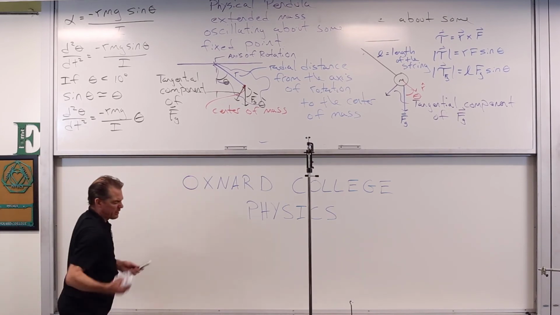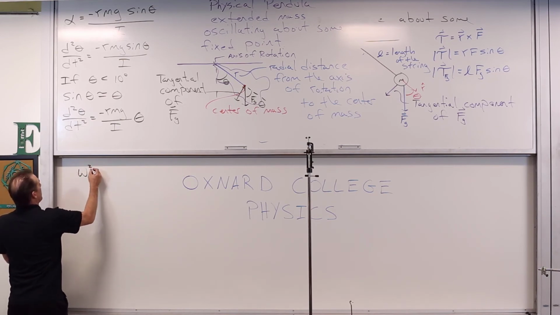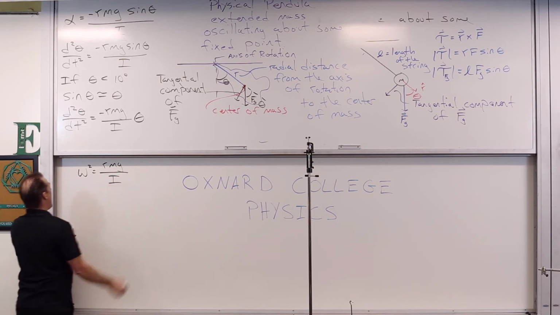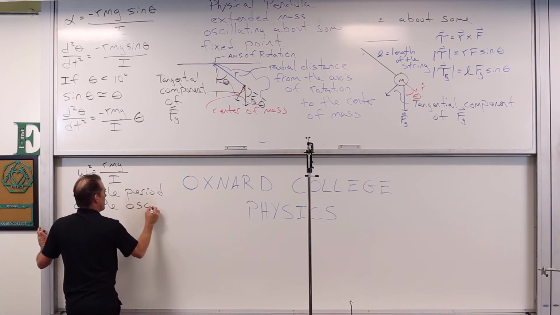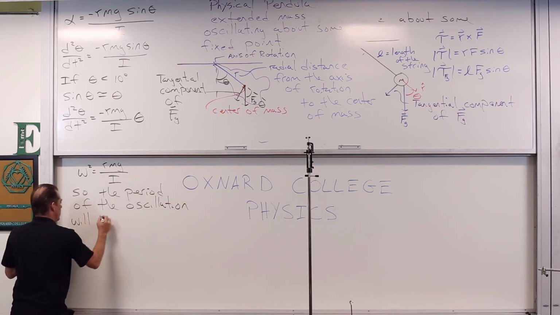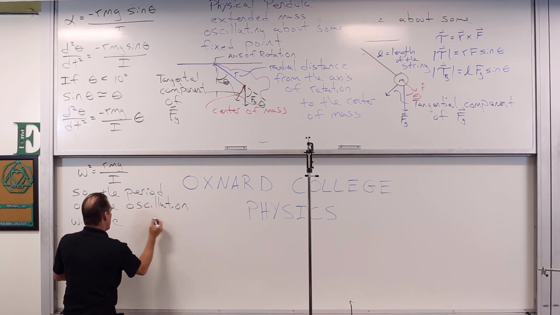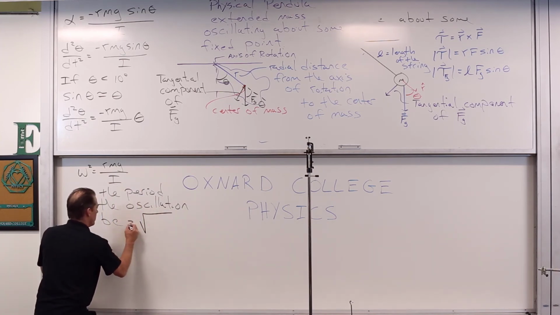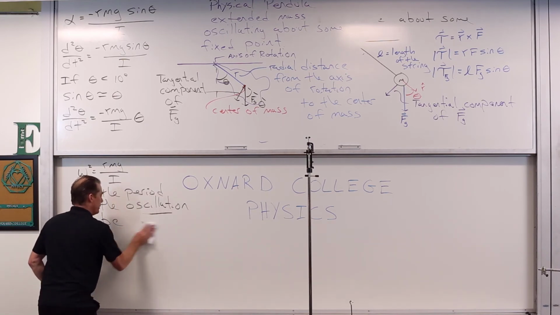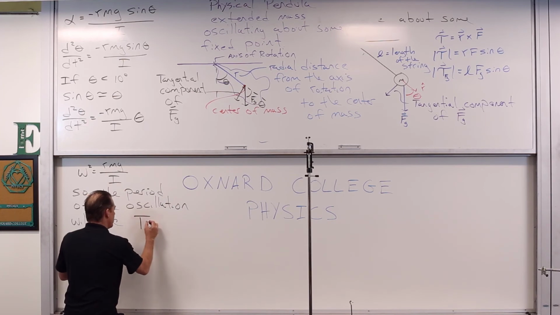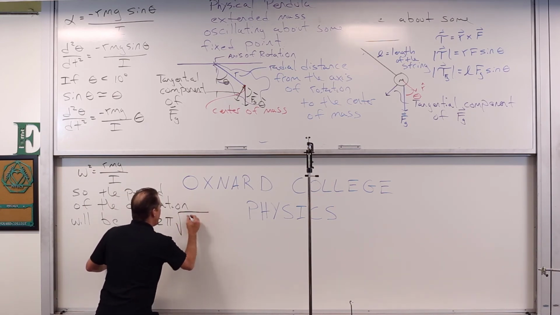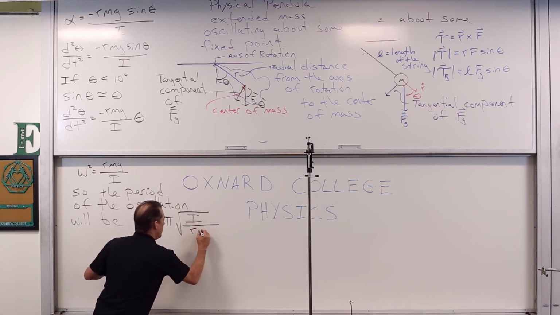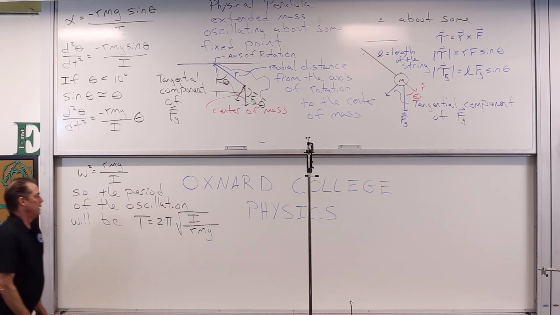Let's sum this up quick, because we've already done most of the work here. Omega squared is then equal to RMG divided by I. So the period of the oscillation will be approximately, T is equal to 2 pi divided by omega, so 2 pi times the square root of I divided by RMG. I is the total moment of inertia of the system.